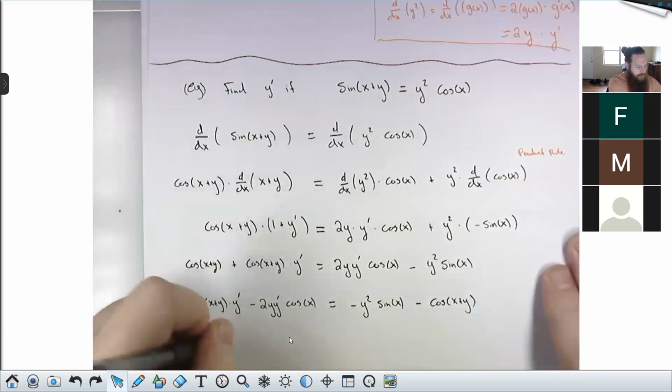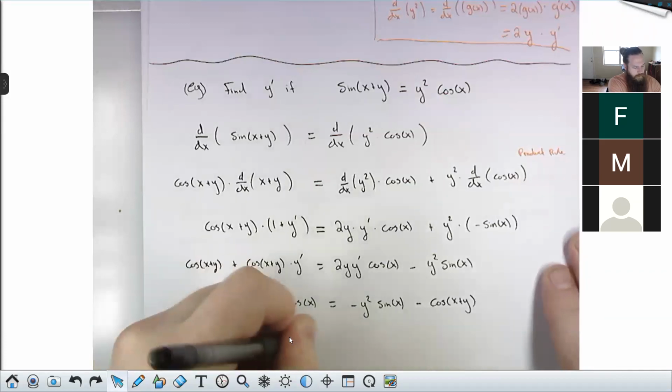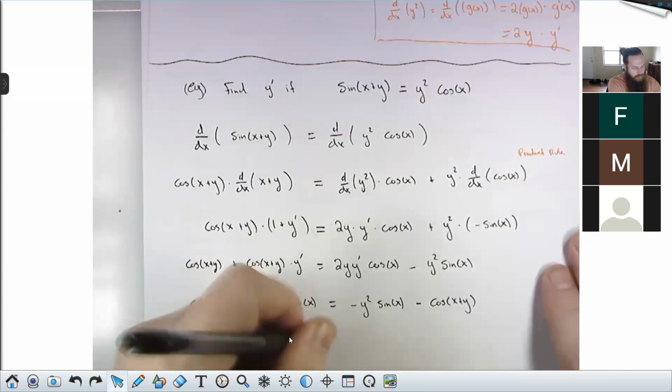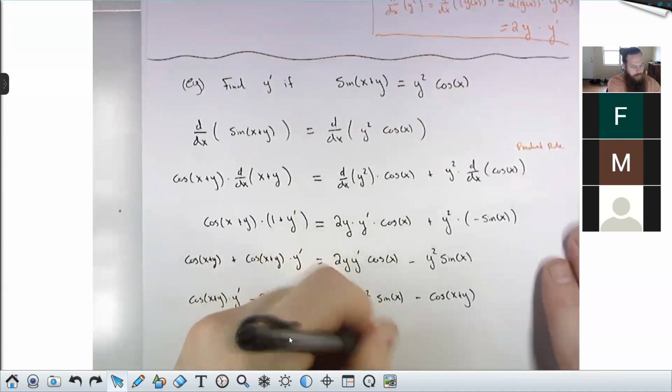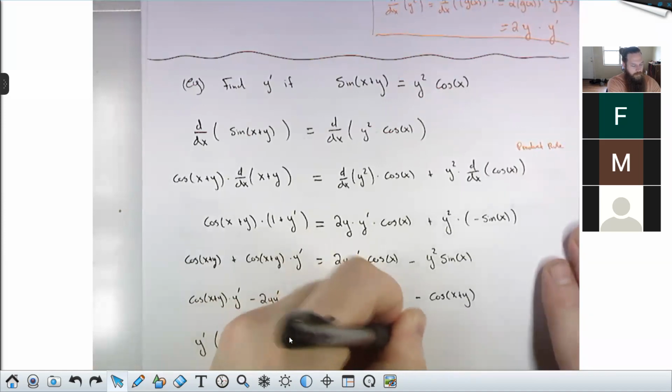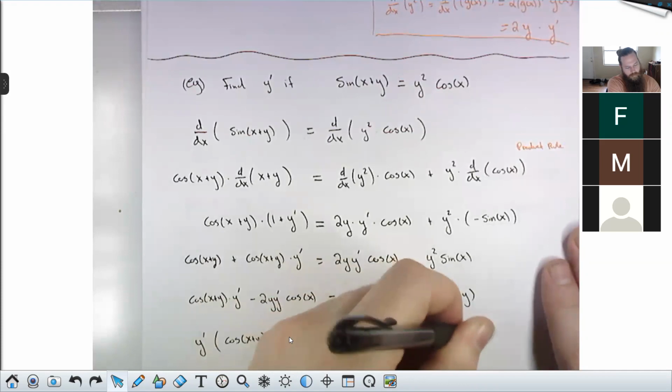Factoring that out, I get cos of (x plus y) minus 2y cos x. And on the right-hand side, I still have my minus y squared sine x minus cos of (x plus y).